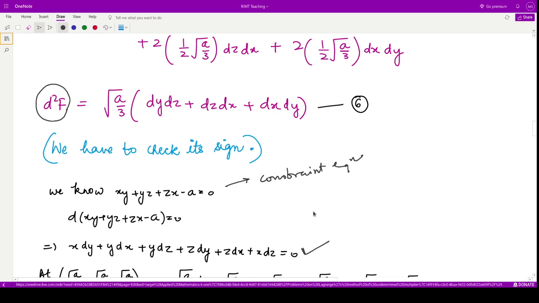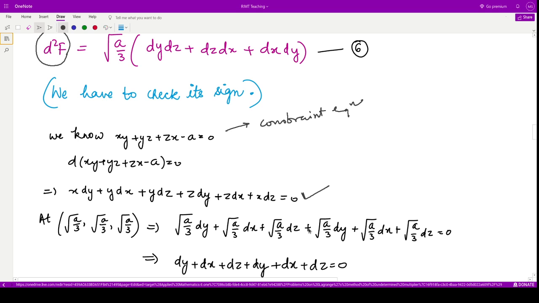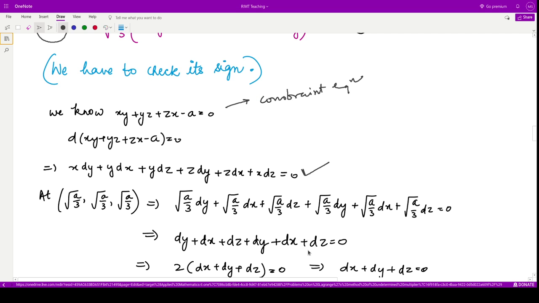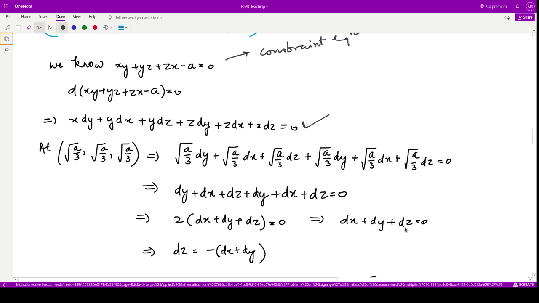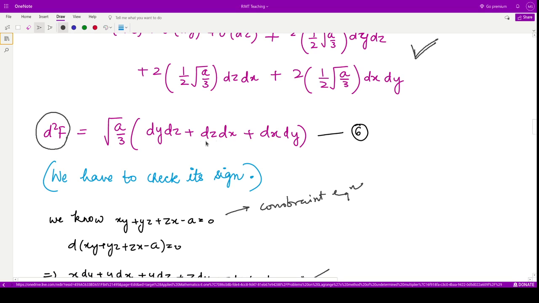We are taking its derivative at the point square root of a by 3, square root of a by 3, and square root of a by 3. So it comes out to be dx plus dy plus dz equal to 0. From here we can compute dz. dz comes out to be minus of dx plus dy. So we can substitute this value in our equation number 6. What is equation 6? The expression for d2f. So here you substitute the value of dz, which is minus of dx plus dy.